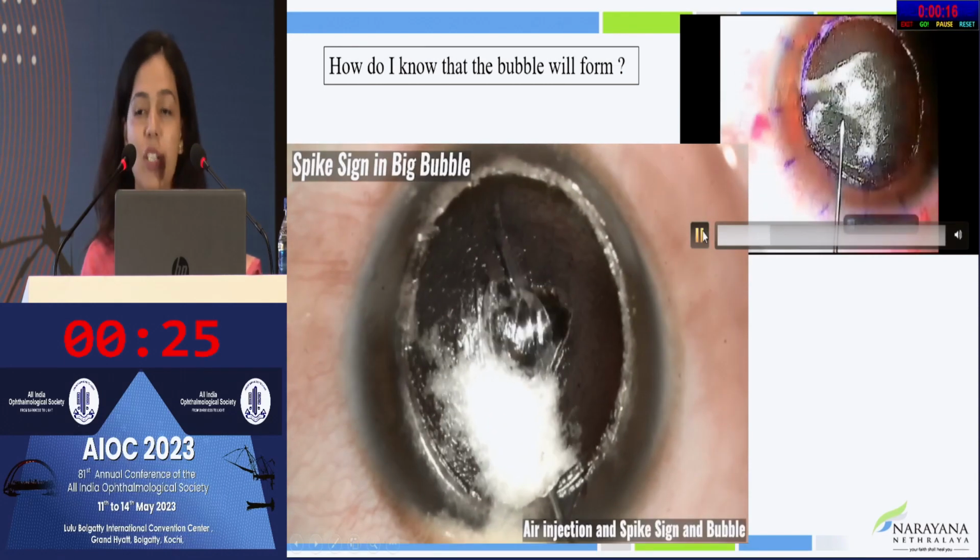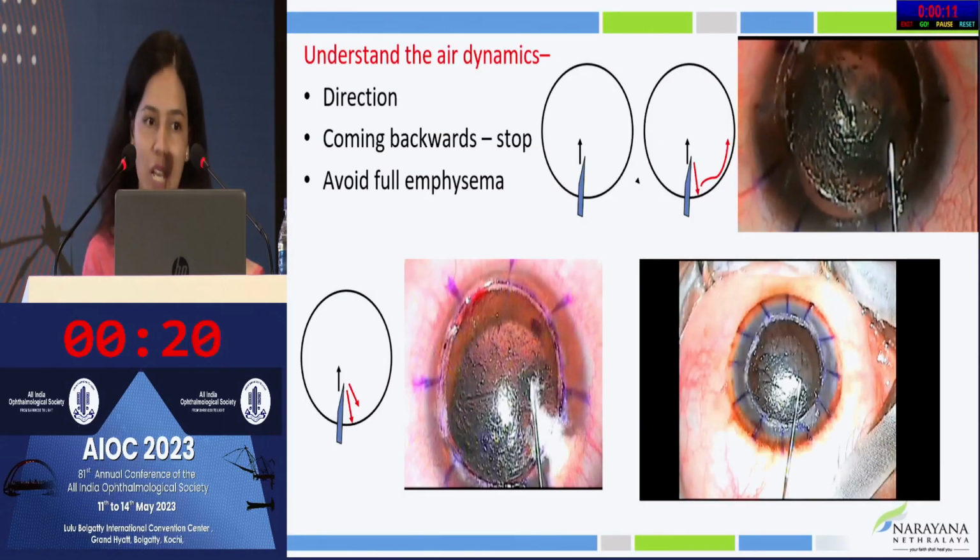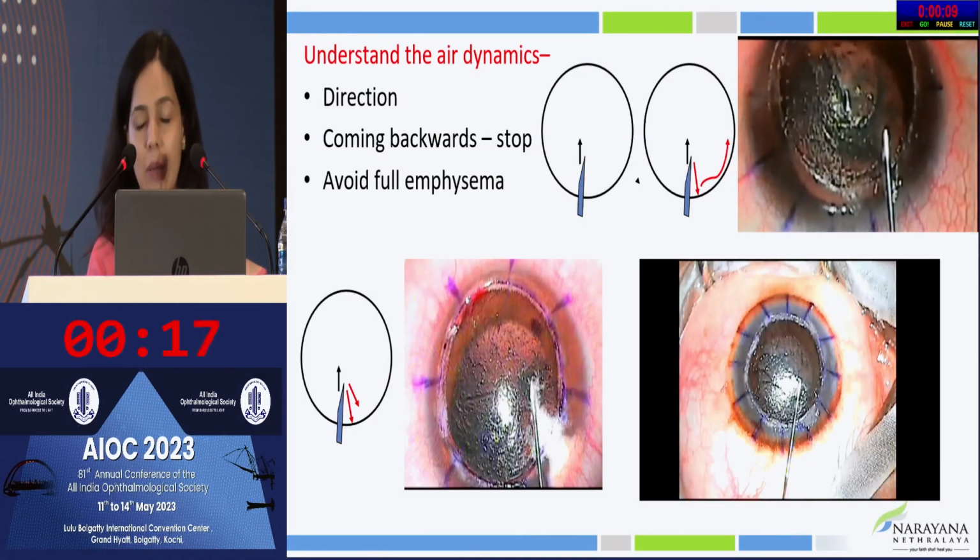Normally our teaching is if you have a lot of emphysema, you must stop immediately, otherwise you're going to get a full emphysema all over the eye. The other thing is to understand the dynamics of the air.